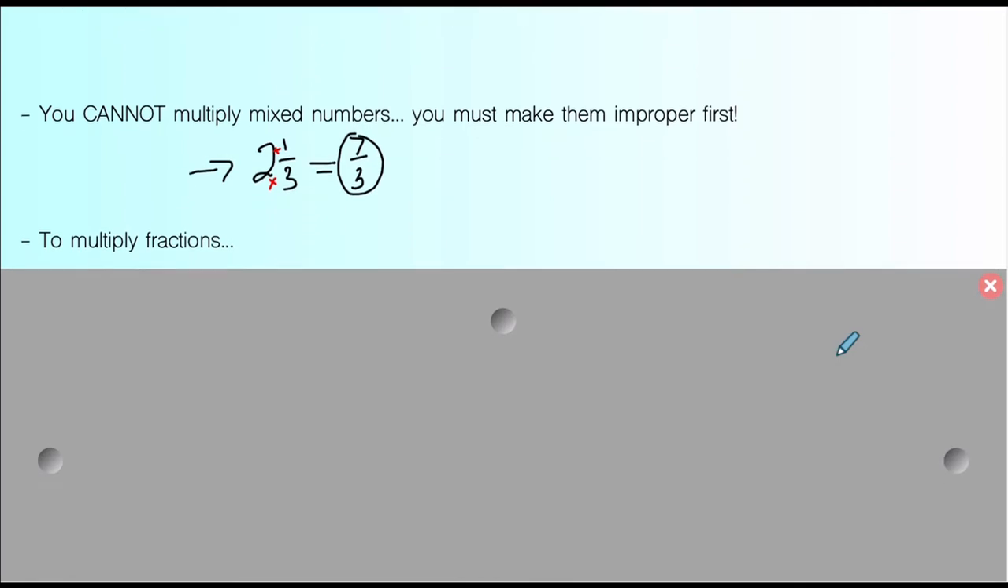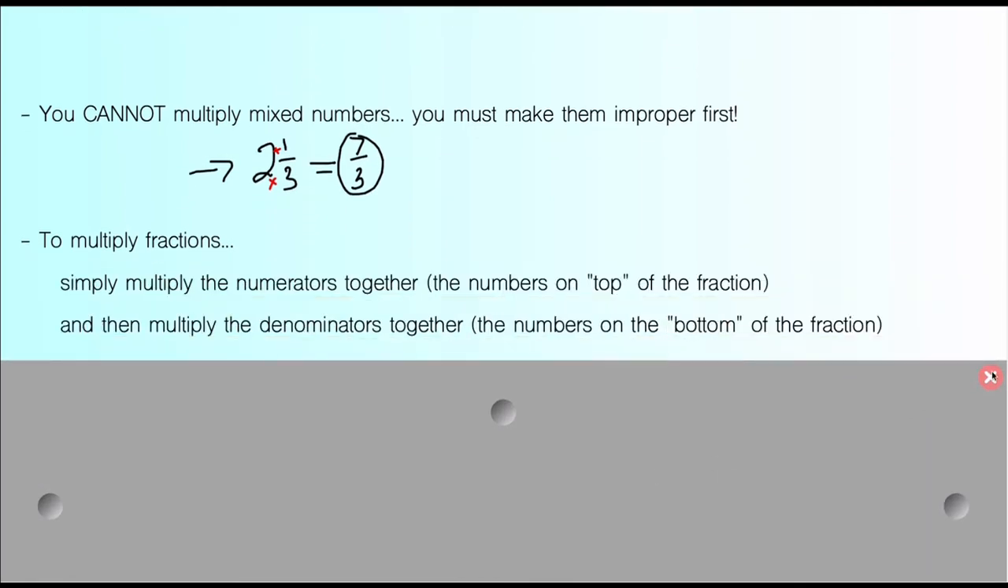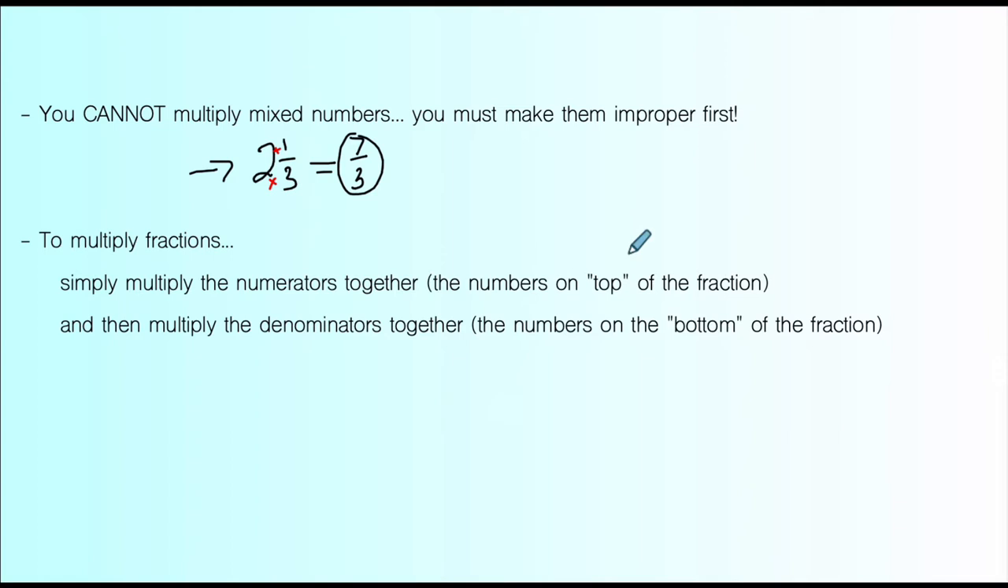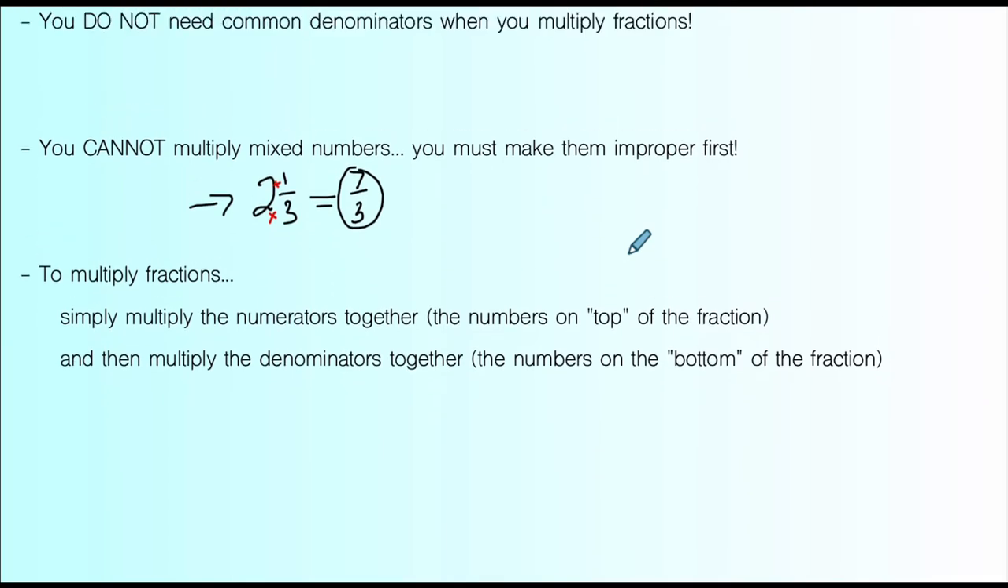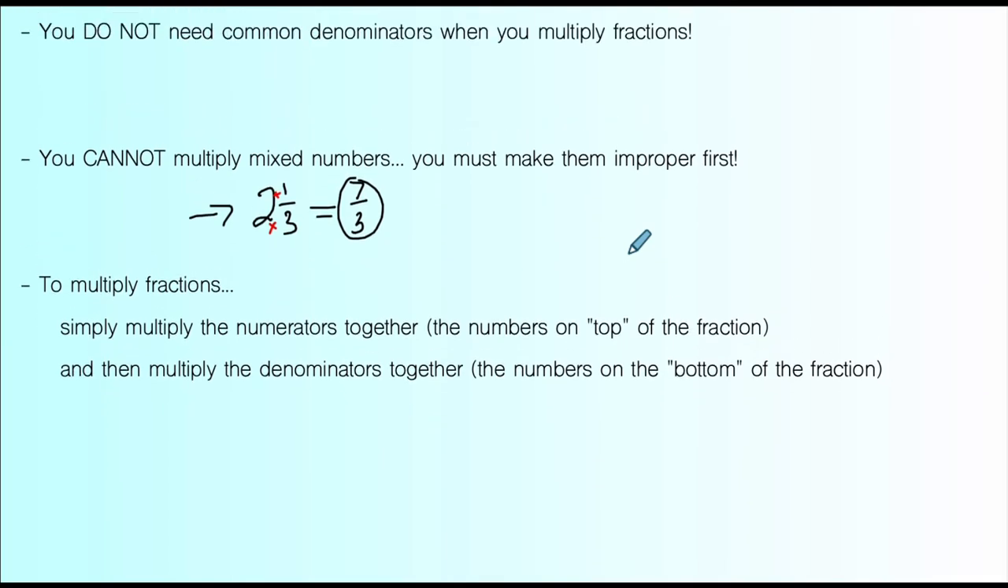And then lastly, just the general steps to multiply fractions. After you've made sure all of your mixed numbers are improper and you are not wasting your time finding common denominators, you are going to multiply the numbers on top together. Those are called the numerators. And then you're going to multiply the numbers on the bottom together. Those are called the denominators. And that's it. The only extra step would be, if possible, simplify your fraction, but the actual multiplying is just top times top, bottom times bottom, and then simplify if possible. So we're going to go through a couple examples, and that's it for today.